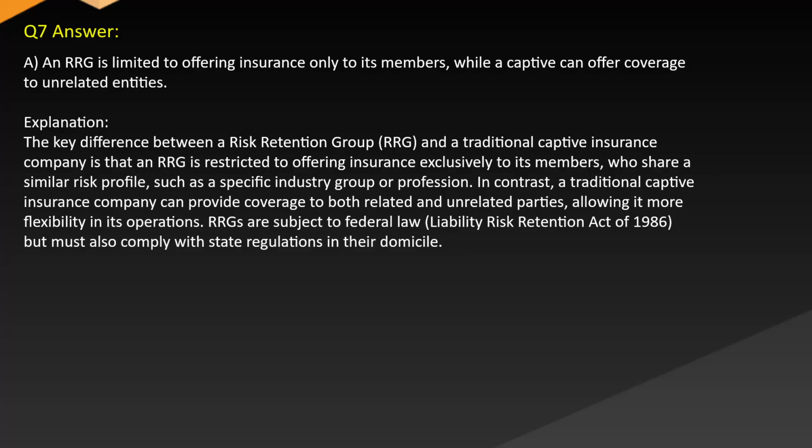Answer: A. An RRG is limited to offering insurance only to its members, while a captive can offer coverage to unrelated entities. Explanation: the key difference between a risk retention group and a traditional captive insurance company is that an RRG is restricted to offering insurance exclusively to its members who share a similar risk profile, such as a specific industry group or profession. In contrast, a traditional captive insurance company can provide coverage to both related and unrelated parties, allowing it more flexibility in its operations.